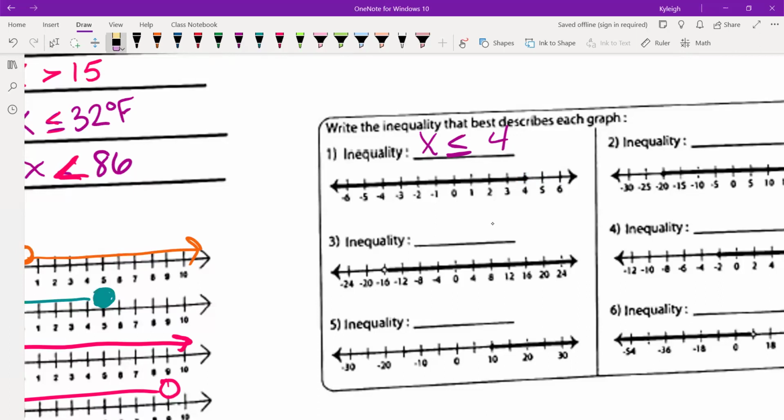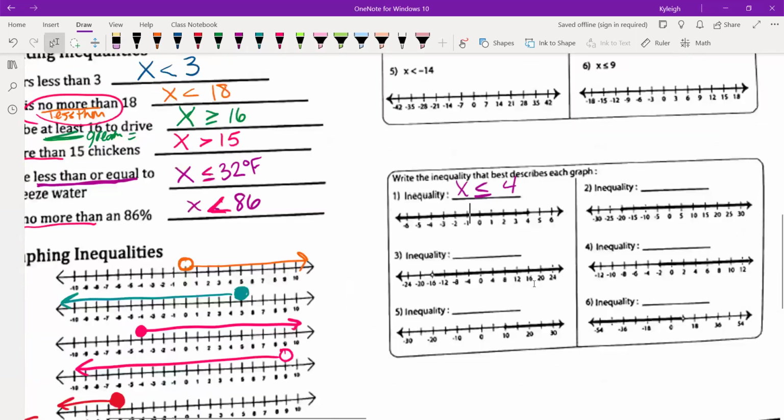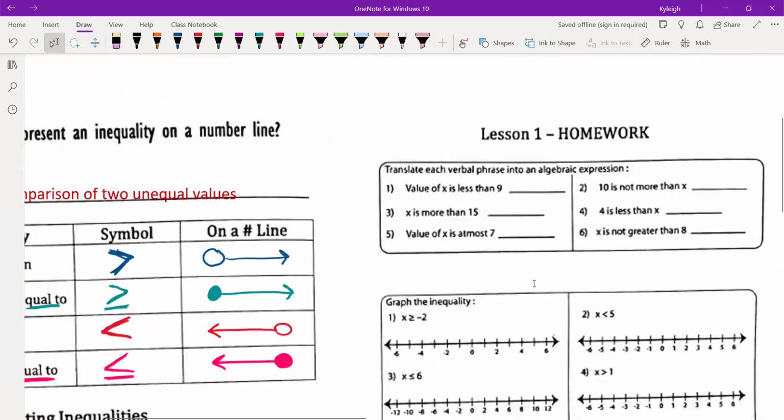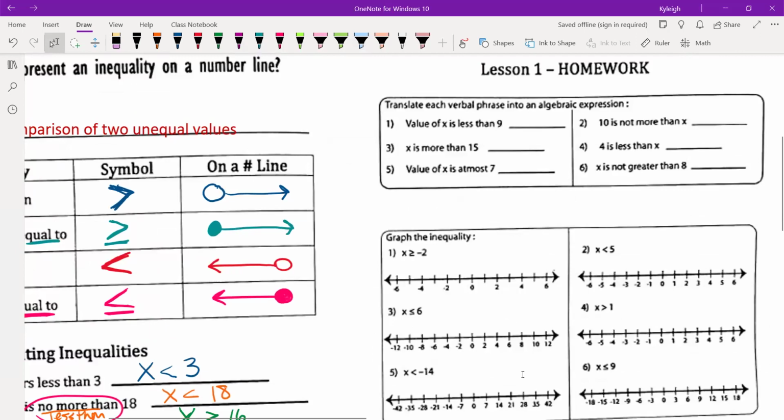So you write an X, whatever number it's at, and then whichever way the inequality is facing, and a line if it's a closed circle. Okay, all right, so do the rest of this homework for me, and then start working on the other assignments.